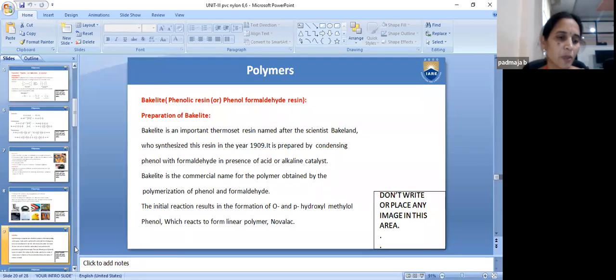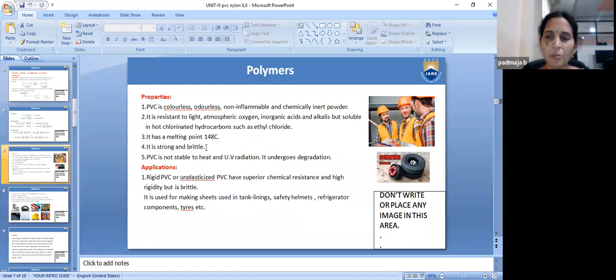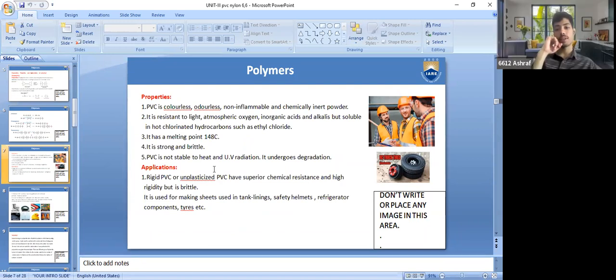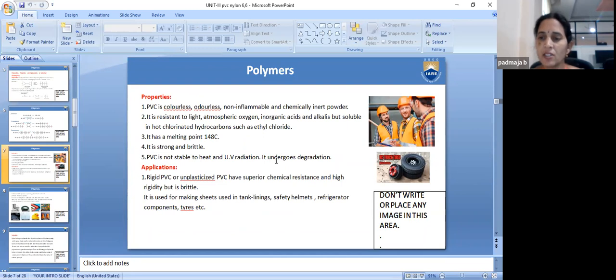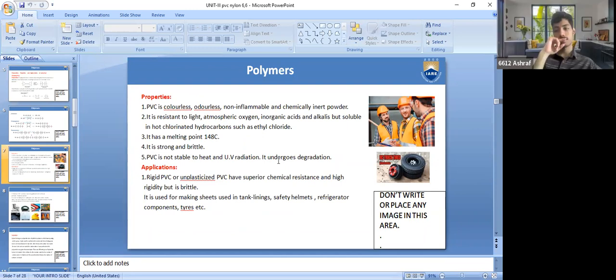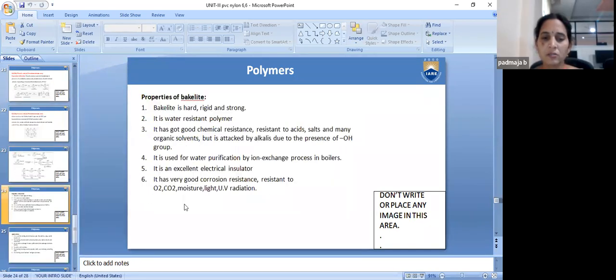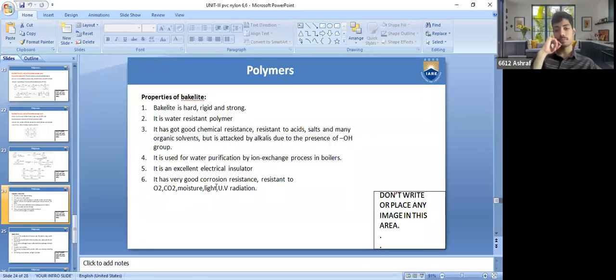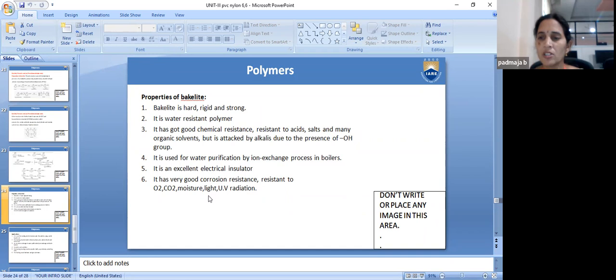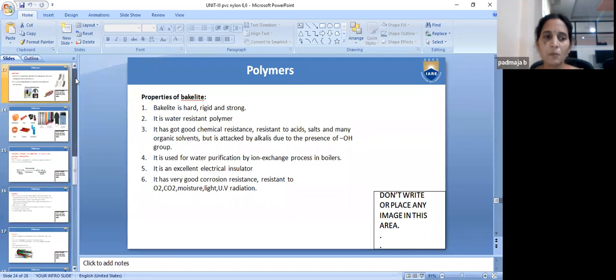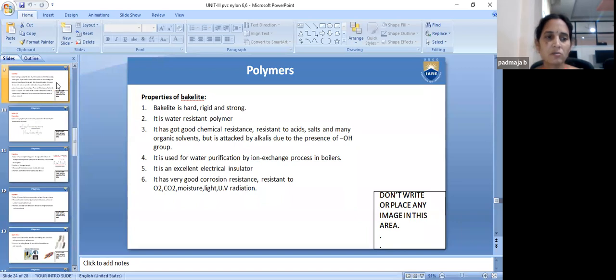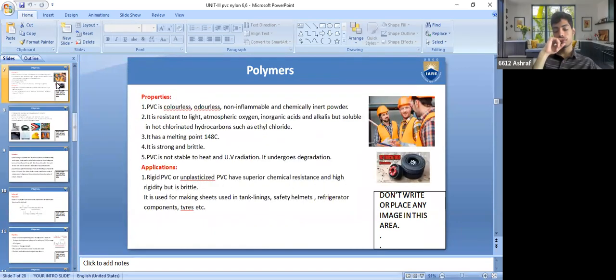Now properties of PVC. 5 points are there. What is the last point? It is not stable to heat and UV radiation. It will undergo degradation. But in Bakelite, what did we discuss? It is resistant to heat, O2, CO2, moisture, light, and UV radiation. What is the melting point of PVC? 148 degrees Celsius.